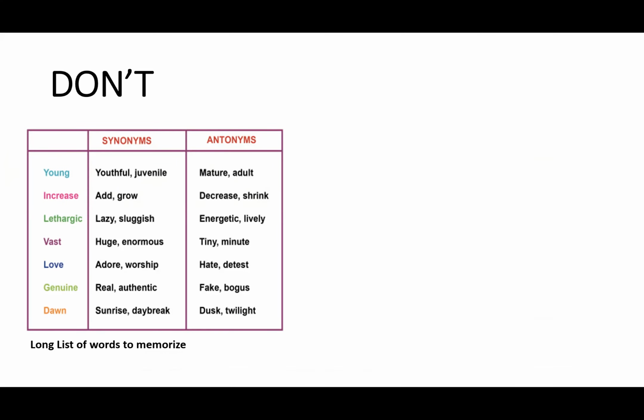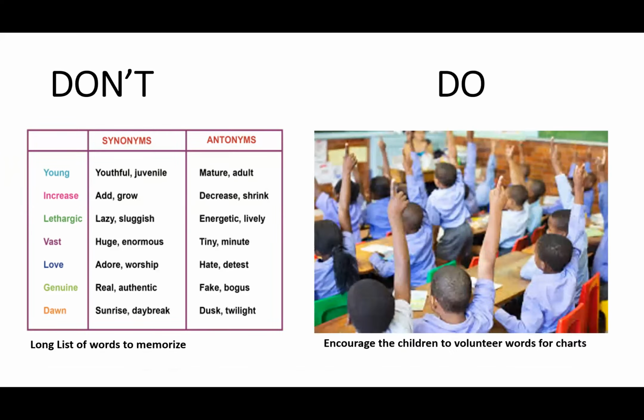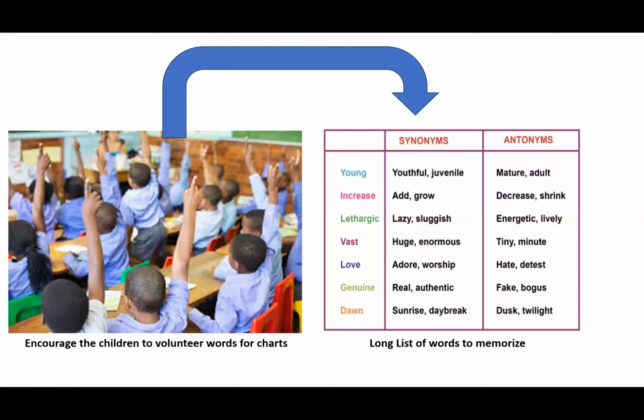What you shouldn't do when you're teaching the vocabulary building activities of rhymes and synonyms and antonyms is just to list it for the students on the board and have them memorize it. That's what we want to not do. What do we want to do instead? Well, we want to encourage the children to volunteer or come up with the words on their own and to build this chart. So they make the long list of words to memorize and test them on at the end of the exit point, right?